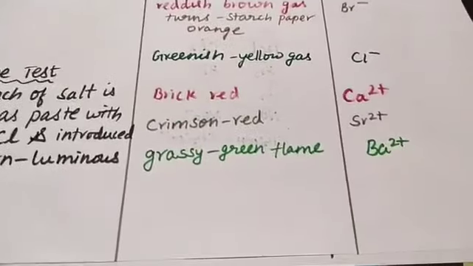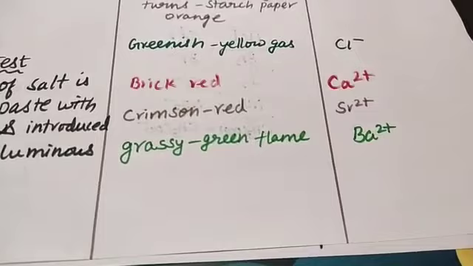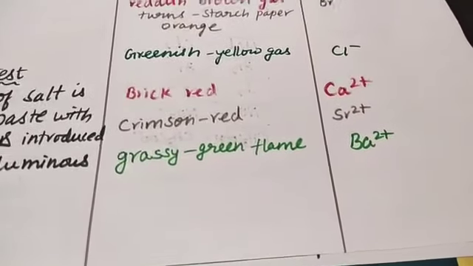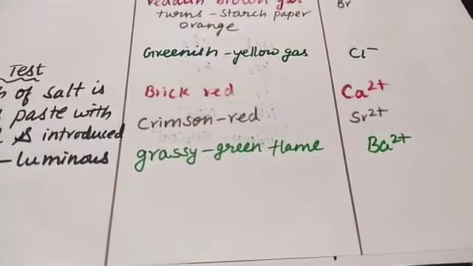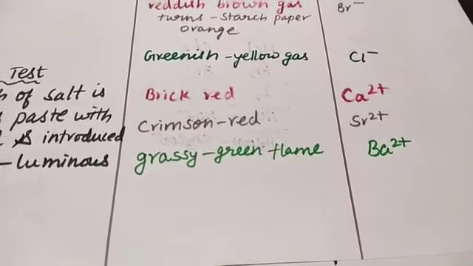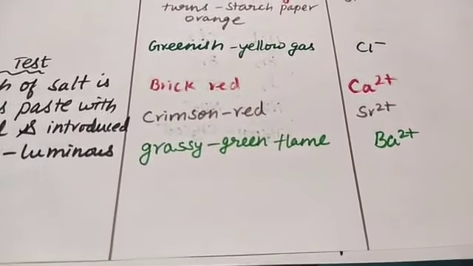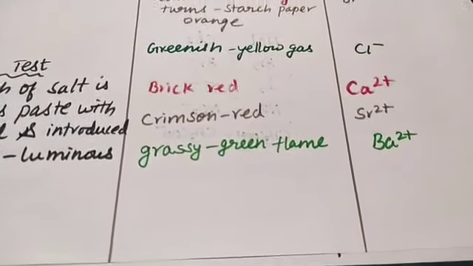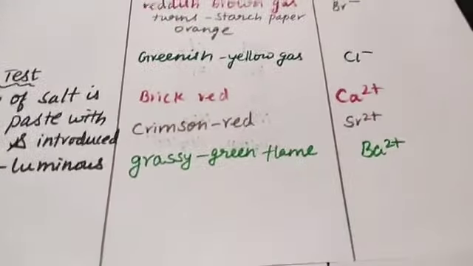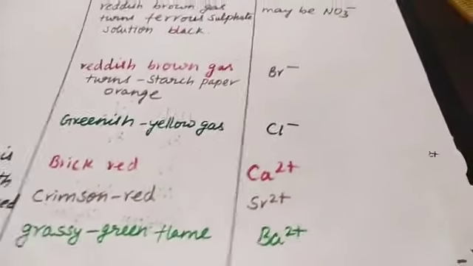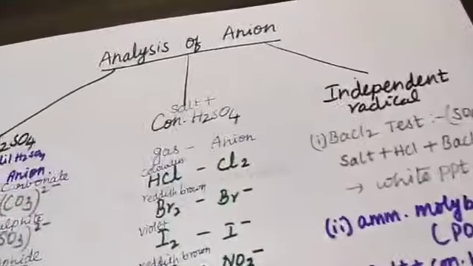If you are getting brick red flame, it is calcium ion, Ca2+. If you are getting crimson red, it is strontium ion, Sr2+. If you are getting grassy green flame, it is barium ion, Ba2+. If you are not getting any of these characteristic flames, there is absence of calcium, strontium and barium. All these are preliminary tests which give some information about your anion and cation.